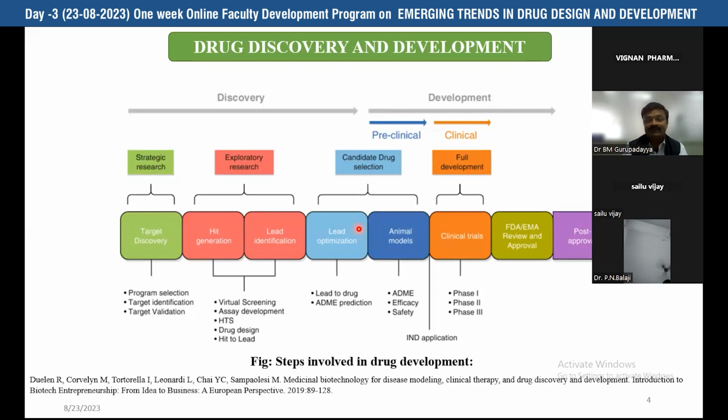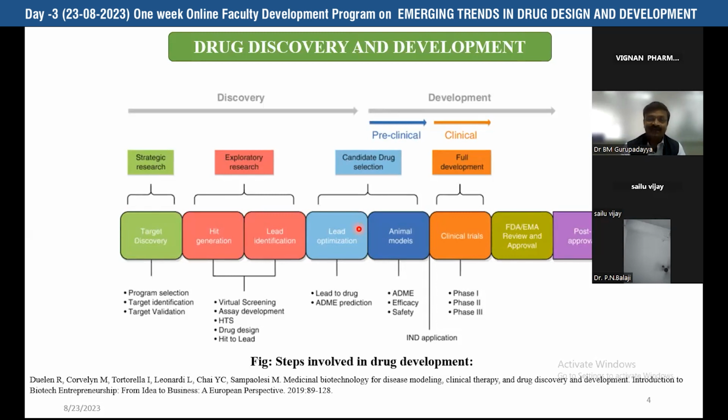Once the molecules are identified and synthesized in the laboratory, we go for ADME prediction. ADME prediction is most important here, as it gives information about how the drug is absorbed, distributed, metabolized, and eliminated or excreted, which can be identified using these preclinical studies.